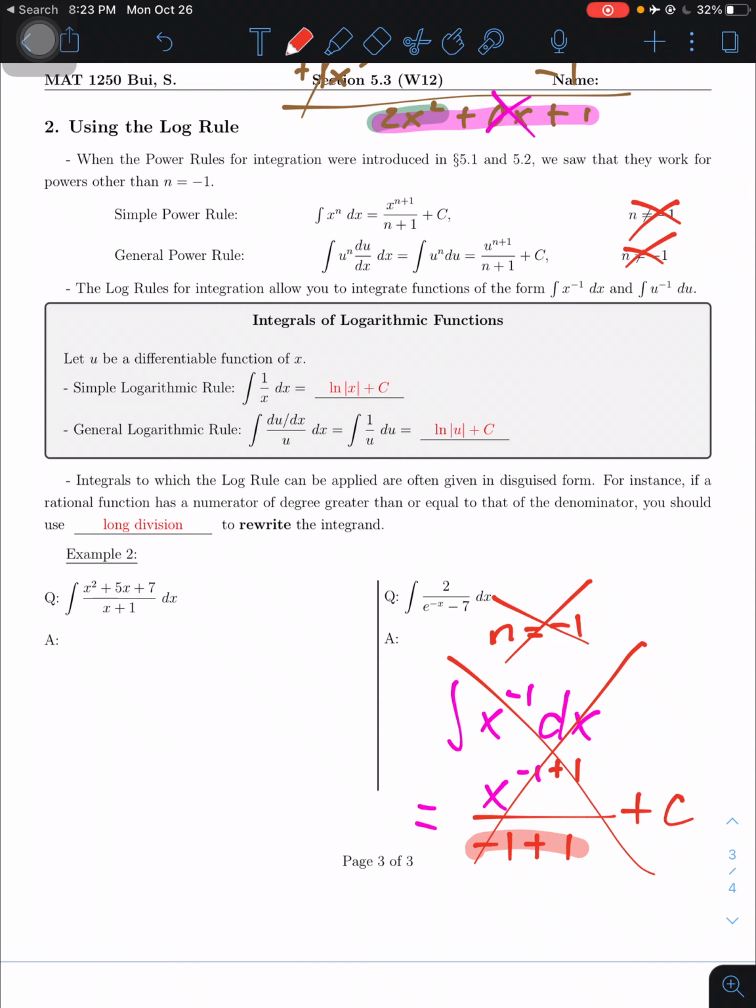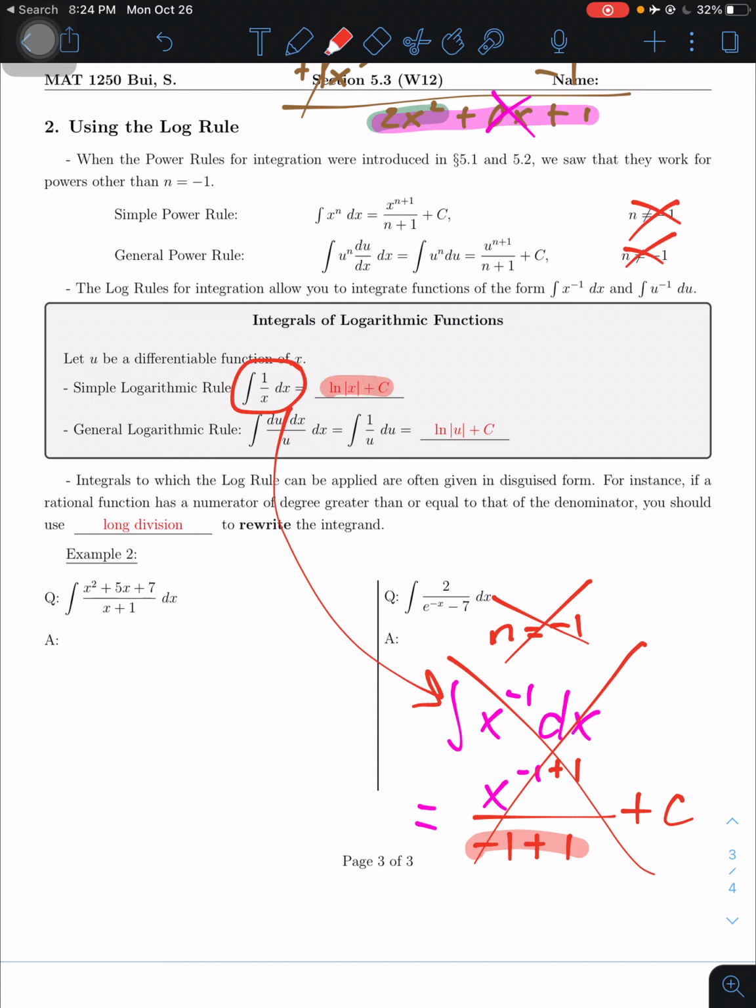Okay, so integrals for logarithmic functions: let u be a differentiable function of x, and we're going to have two versions of the log rule, a simple one and a general one. Basically, whenever you have x to the power of -1, the one we've been discussing so far, there's a convention about that. We're not going to use the power rule for that, but instead we're going to use the log rule. Whenever you have 1 over x in integrals, that equals ln of the absolute value of x. And again, it's coming in a family, so make sure you have a plus c in here.